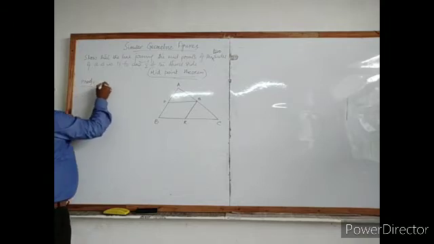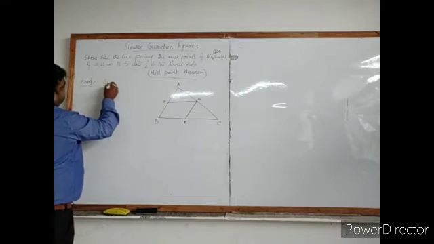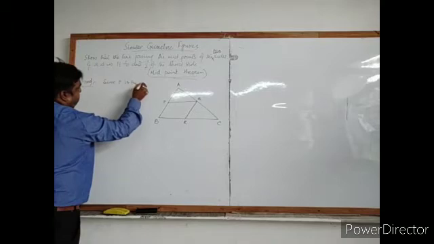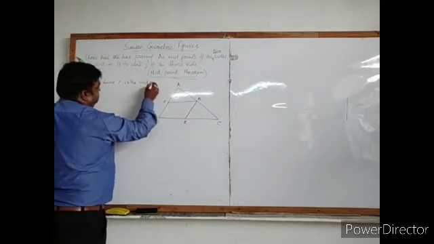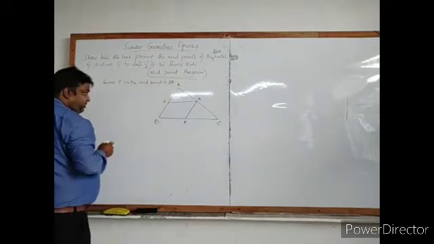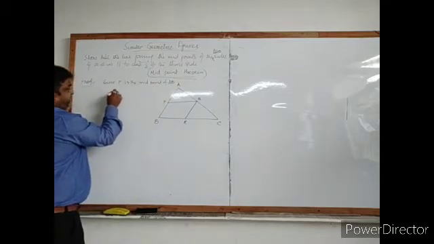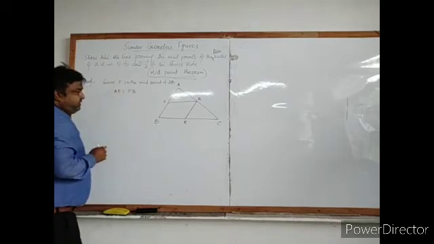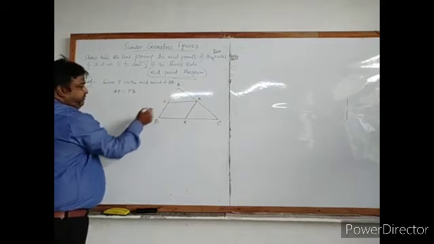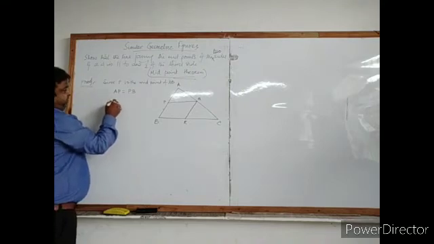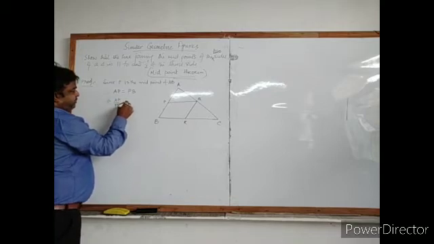Since P is the midpoint of AB, therefore AP equal to PB, isn't it? These two parts are equal. So when these two parts are equal, we can say AP by PB is equal to 1. Correct?